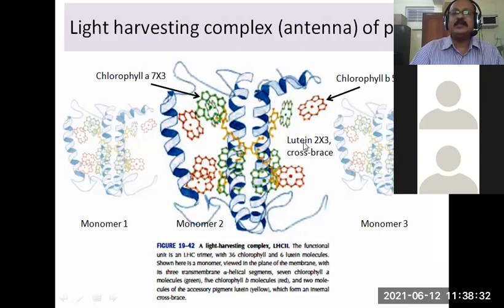Then let us look at this structure, lutein. Lutein is the yellow colored one. Can you see this yellow colored one, which is forming a brace kind of a thing, or a clamp kind of a thing? In this particular lutein, there are 1 and 2 molecules, 2 molecules per monomer, and therefore again if you multiply by 3, there are a total of 6 lutein molecules in the light harvesting complex of plants.